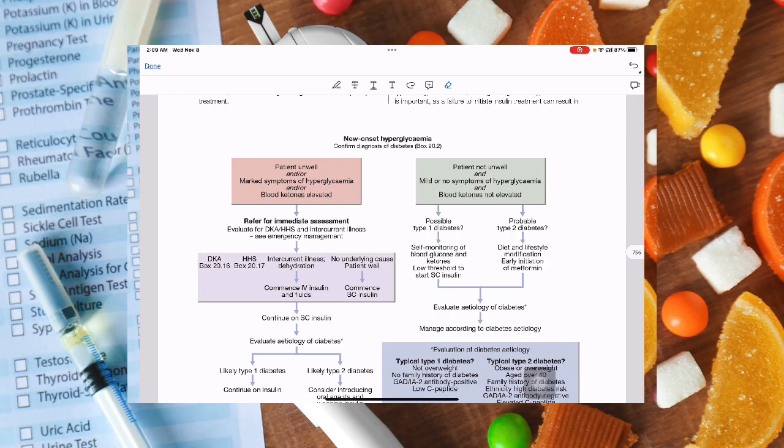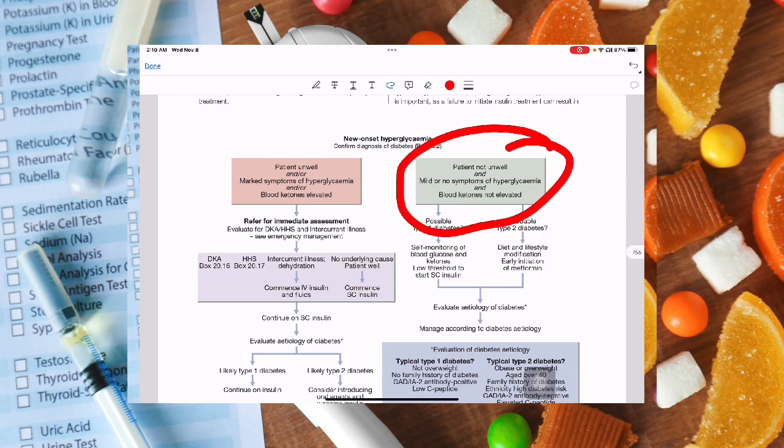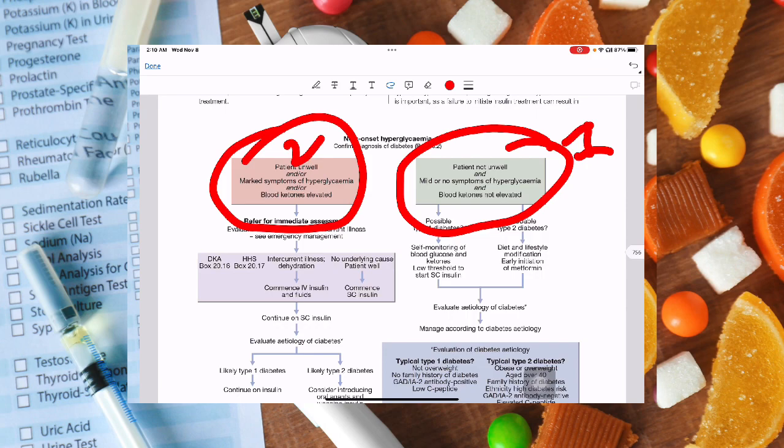So, how should we evaluate a new onset hyperglycemia? When we get a patient of new onset hyperglycemia, we have to label the patient as either in group 1 or group 2. So, which is group 1? This is group 1, and this is group 2.